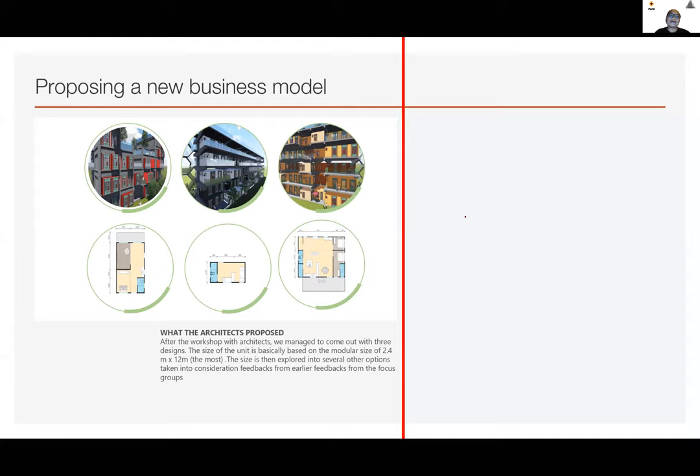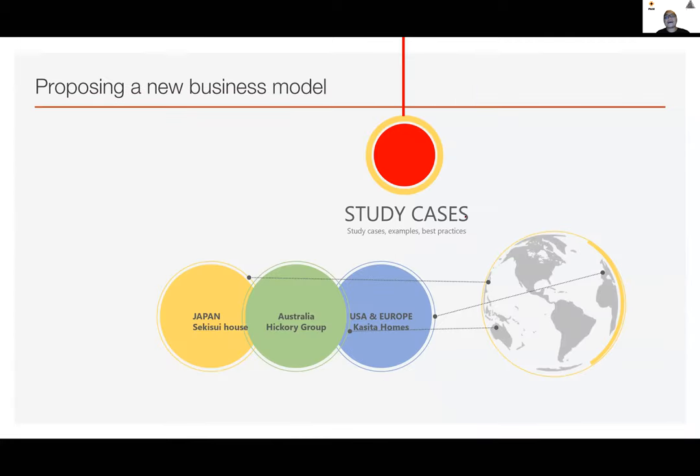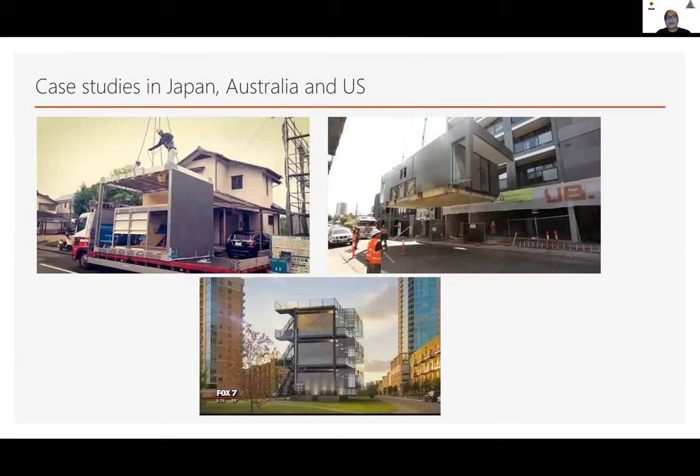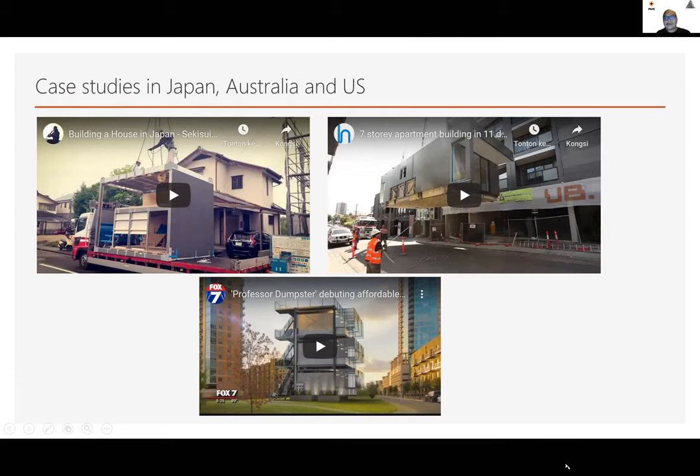So to propose this idea, we had a focus group with architects come up with these flexible ideas. Okay, and then we propose studio type, single unit type, double unit type, and then duplex unit type. During my PhD period, I've been to Japan to Sekisui House, and I've been to Australia, Hickory Group, and the USA, and of course Europe. And these are some of the case studies in Japan, Australia, and US. Okay, since we are running out of time, I will just show this one.